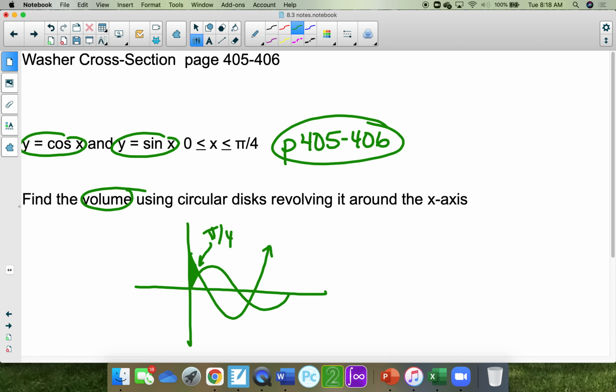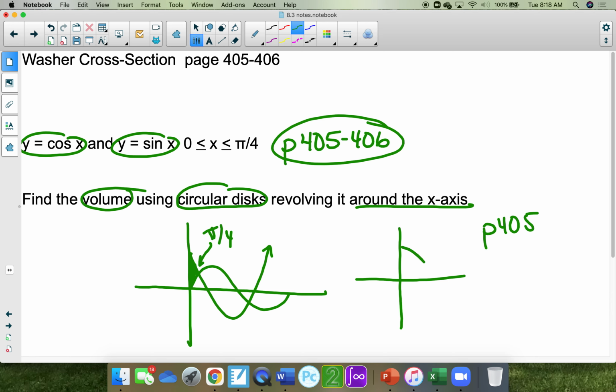Again, they want you to find the volume, and they want you to use circular discs, and they want you to revolve it around the x-axis. If you look on page 405 and 406, there's a beautiful picture on page 405 of the shape that makes. This is the blown up version of that on page 405. You're going to take this and revolve this around the x-axis, and the picture that it makes is on page 405.